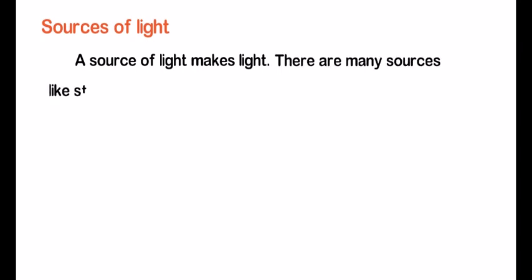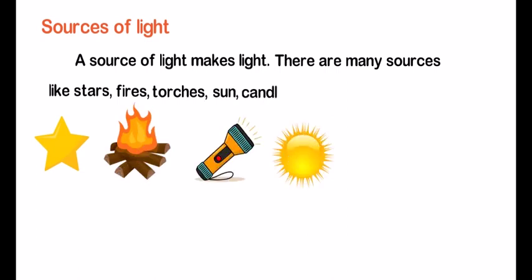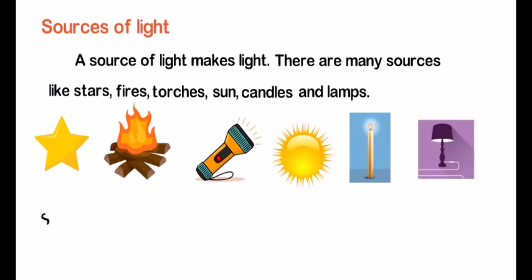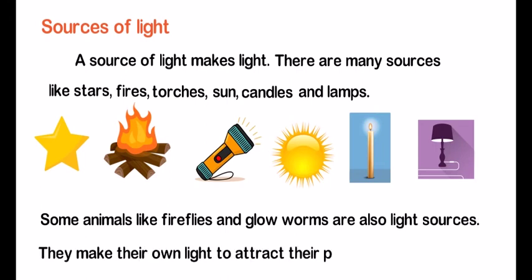Sources of light. A source of light makes light. There are many sources like stars, fires, torches, sun, candles, and lamps. Some animals like fireflies and glowworms are also light sources. They make their own light to attract their partners.